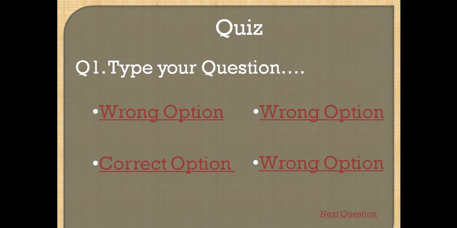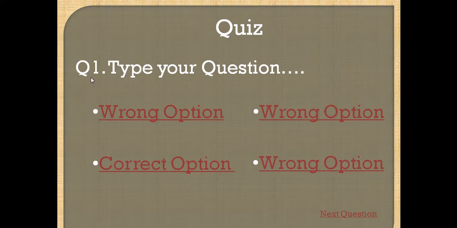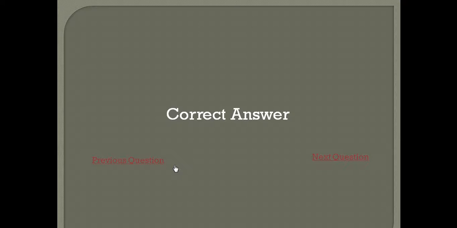In this video, we will learn how to create a quiz on PowerPoint. There are 4 options. Out of them, 3 are wrong and 1 is correct. If we click on wrong option, we reach the slide on which a message is written: wrong answer. If we click on try again, we reach that question again. If we click on correct option, we reach the slide on which correct answer is written.